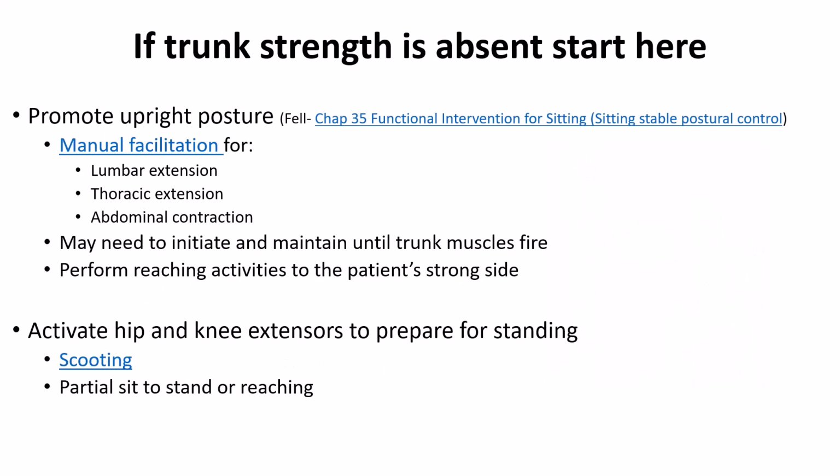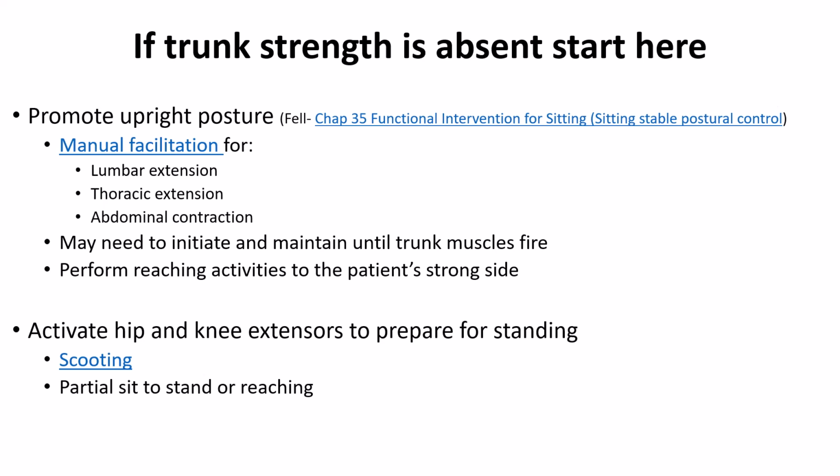Thinking about interventions for this patient population, if they lack trunk strength, this is the place to start. We started this earlier on in the semester where you're going to promote upright posture. Here's a link to the FEL chapter 35, talking about a lot of the techniques that we've demonstrated previously. In general, the patient might require manual facilitation for lumbar and thoracic extension. They might need to have abdominal contraction controlled for them to maintain a neutral pelvis.